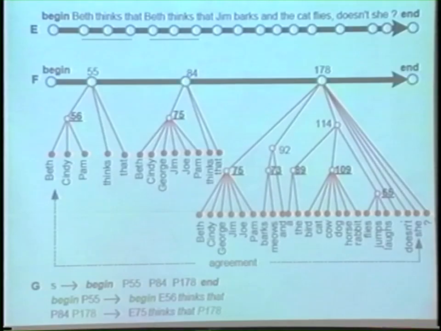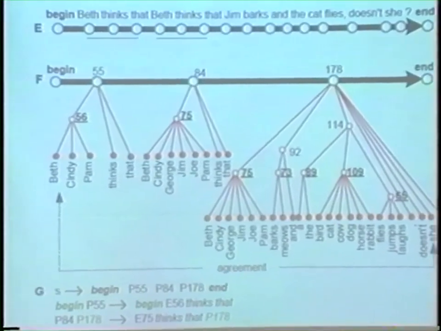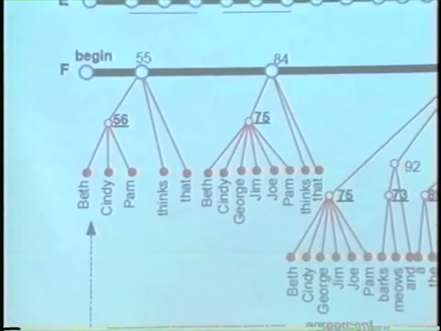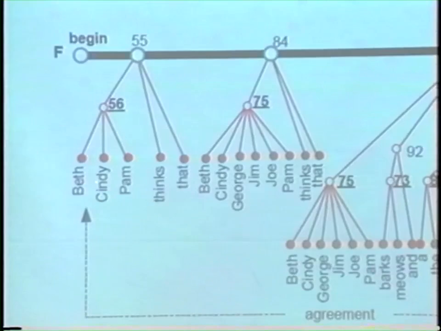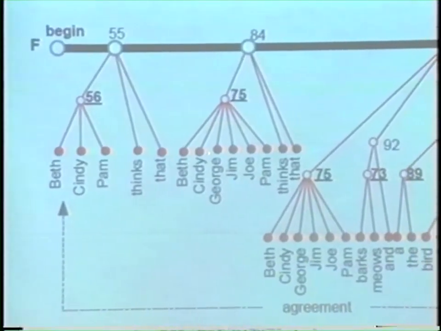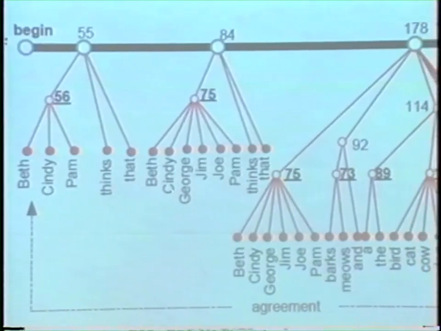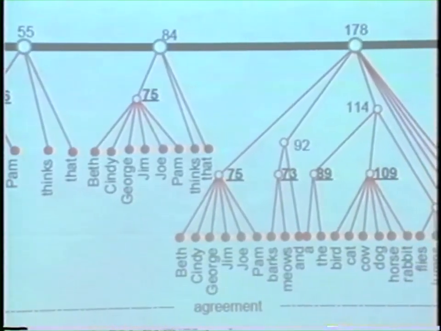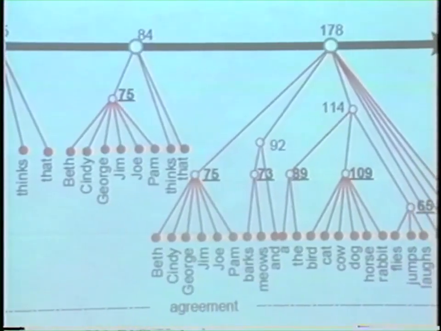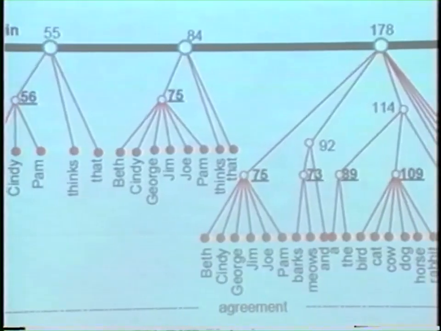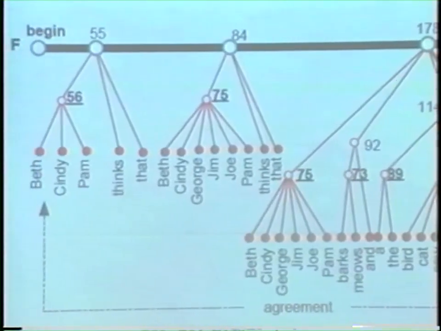So to enforce this agreement that spans all the way from here to here, the system decides that there should be an equivalence class that contains Beth, Cindy, and Pam, and it's distinct from the equivalence class that contains Beth, Cindy, Pam, and then some male proper nouns. And that's how this agreement between doesn't she and Beth here is enforced. Well, it has been essentially discovered by the algorithm. We didn't force it on the algorithm as such. It wasn't built into the system.